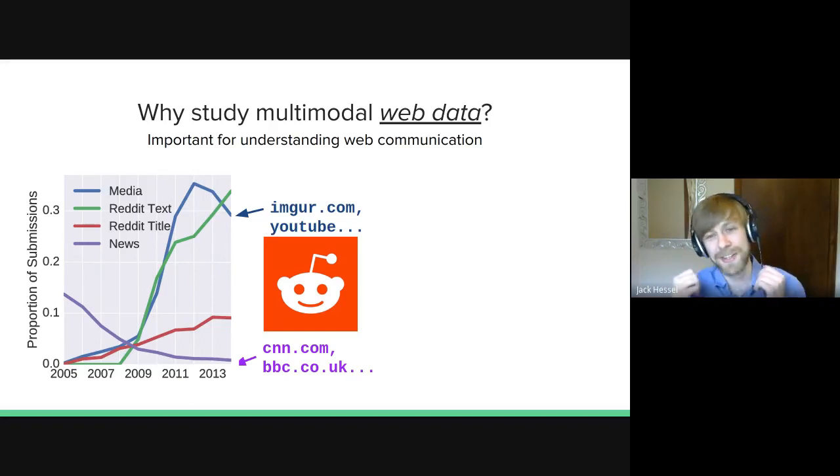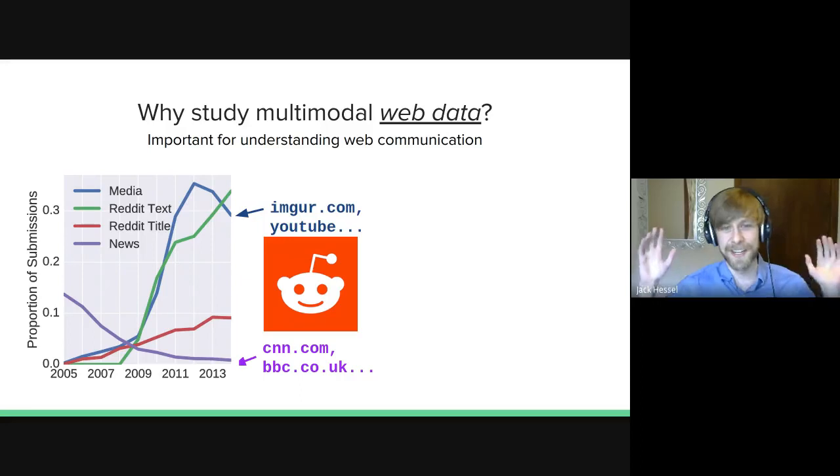This pattern isn't limited to just Reddit. This is true on Facebook. This is true on Twitter. This is true even in these new platforms that are solely focused on multimodal content, like Instagram and Snapchat. And I think I'm too old to know about this, but I've heard of this thing called TikTok, where people are posting videos as well. And so indeed, the web is becoming an increasingly multimodal place to communicate.